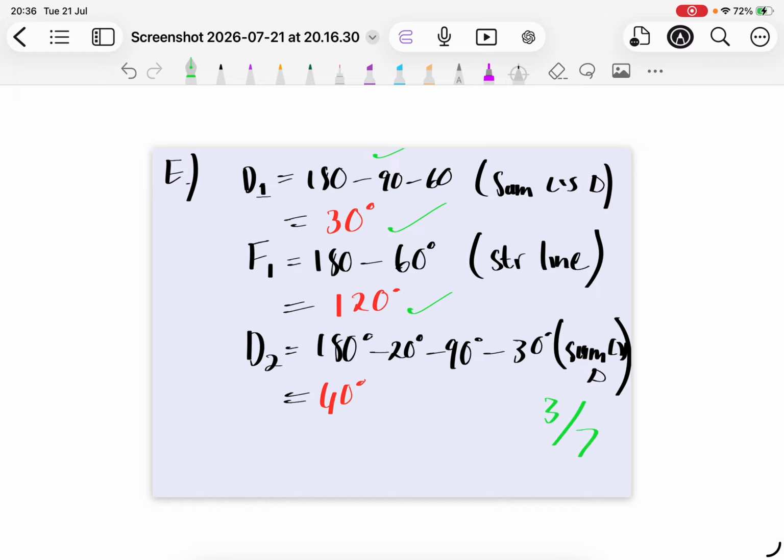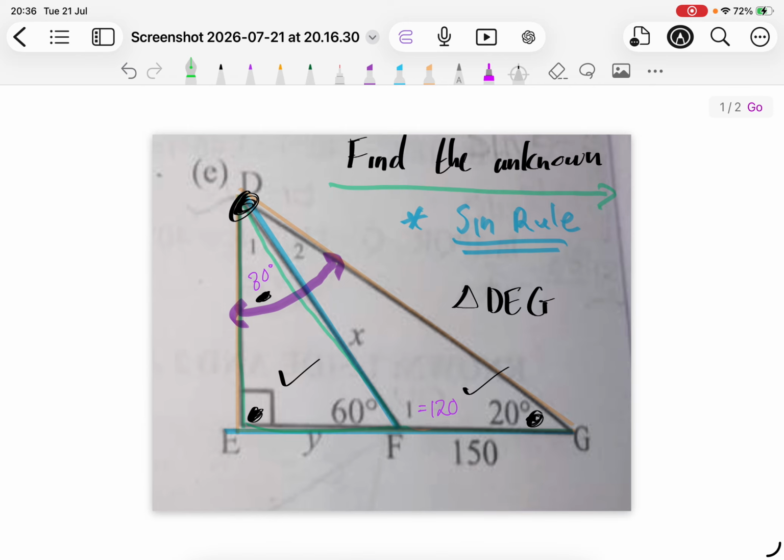And then here you already have your angles. So what angles do I have? I've got 30, 40, 90, 60, 120, as well as 20 degrees. That's everything that I have here. So now I can go on and check for my sides. What are the unknown sides that I'm looking for?